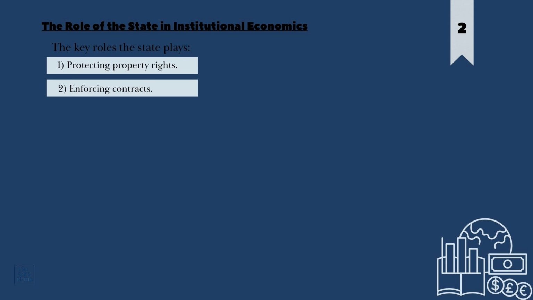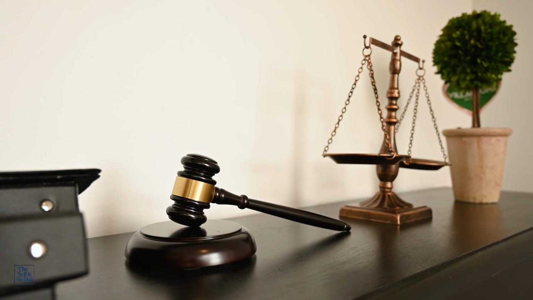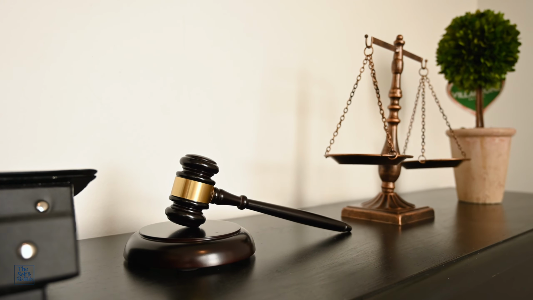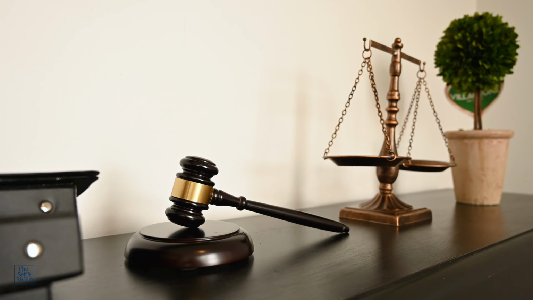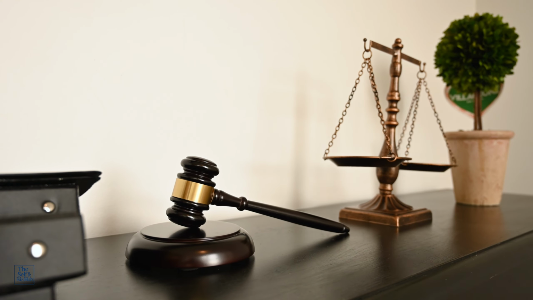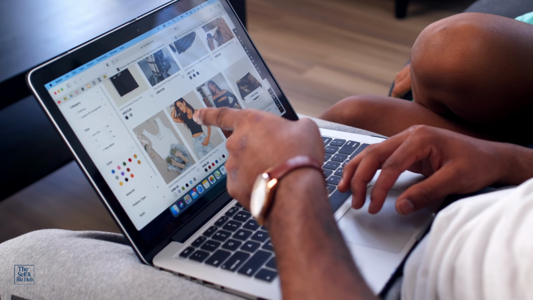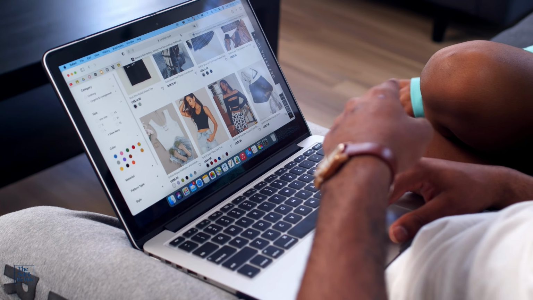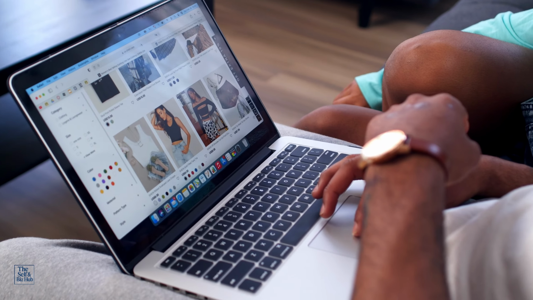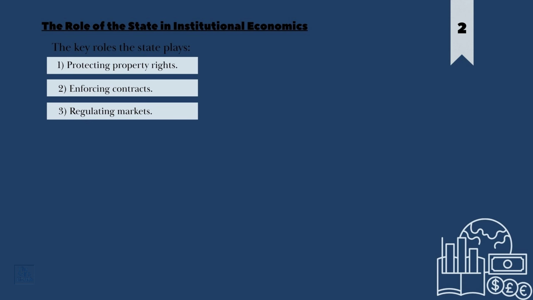2. Enforcing contracts. Strong courts ensure agreements are respected. If a borrower knows the court will make them repay, lenders are willing to give loans. Or think about online shopping. You pay with your card because you trust that, in case of fraud, the bank and the legal system will protect you. 3. Regulating markets.